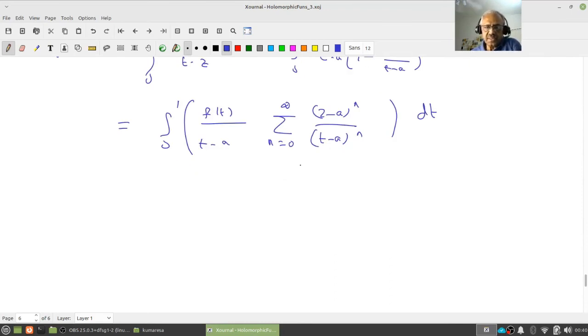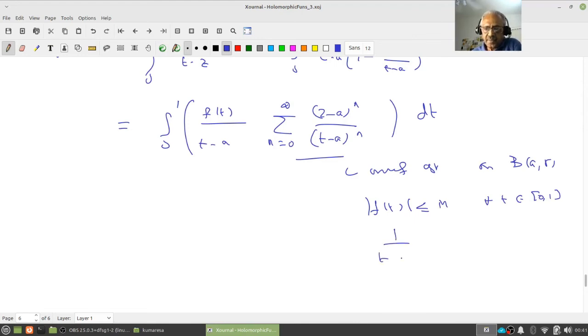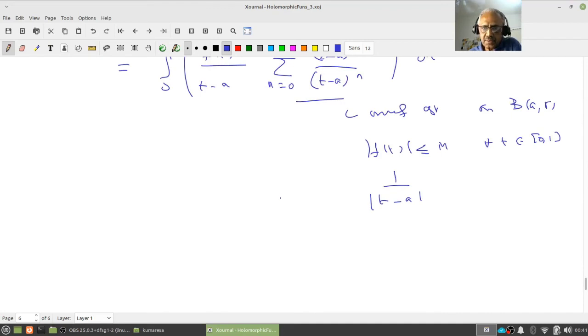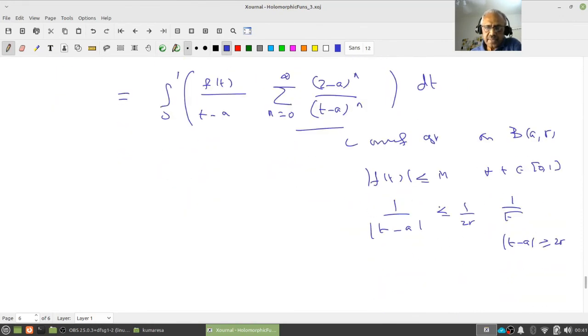Yeah, now this series is uniformly convergent on B A R, right? Now, are you following? Sure? Okay. Now let us look at f of t as usual, less than or equal to some constant M, t in 0, 1. And 1 by modulus t minus a, we already know that modulus t minus a here is greater than or equal to 2r, therefore 1 by mod t minus a is less than or equal to 1 by 2r. Do all of you get that?